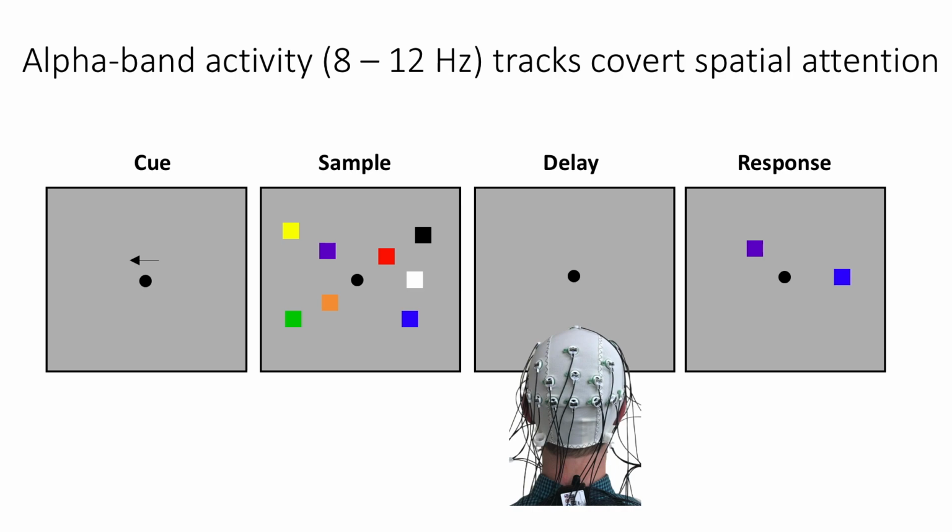The canonical example is when we cue an observer to remember items on the left side of the display, we typically observe a decrease in alpha band power over posterior electrodes that are contralateral to the target items, while at the same time we observe an increase in alpha band activity over posterior electrodes that correspond to the location of the distractor items.